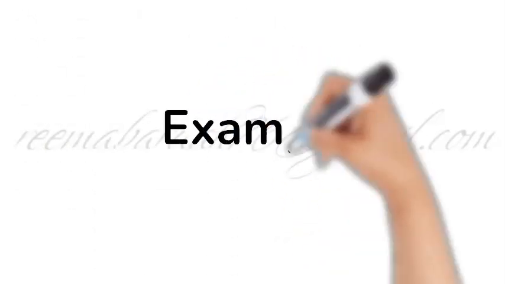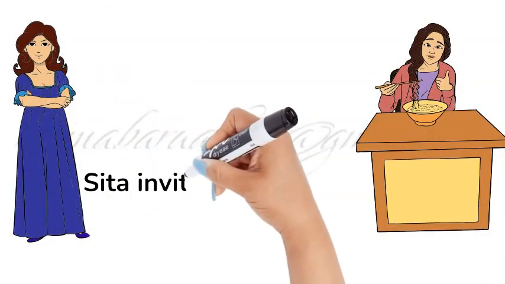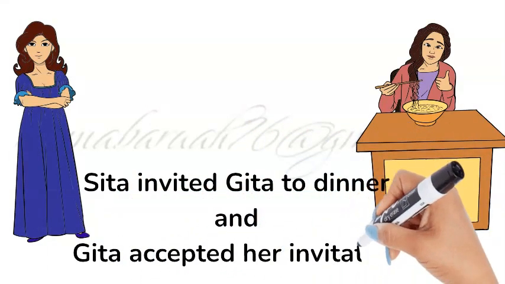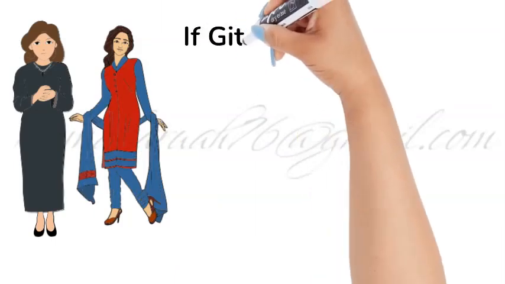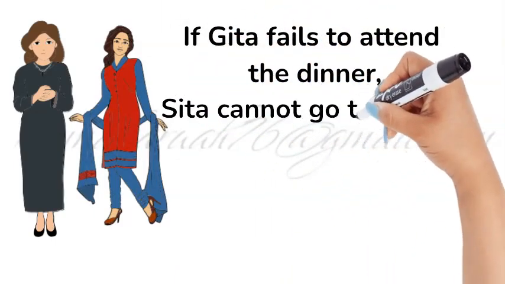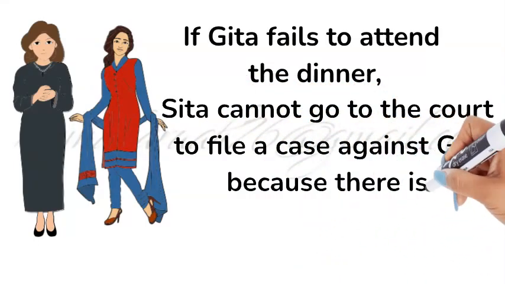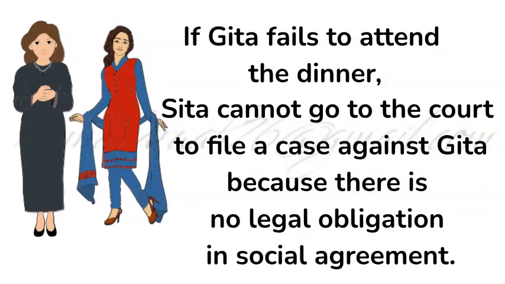Let us understand this point with an example. Sita and Geeta are two friends. Sita invited Geeta to dinner and Geeta accepted her invitation. There is a social agreement between these two friends. If Geeta fails to attend the dinner, Sita cannot go to the court to file a case against Geeta because there is no legal obligation in a social agreement.